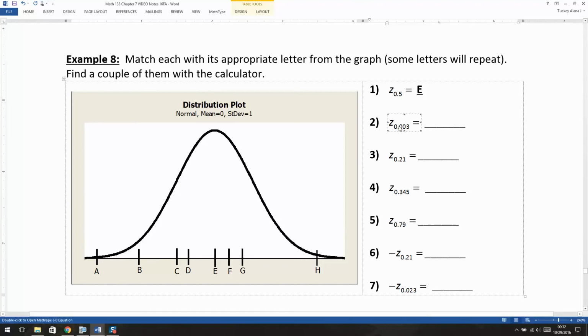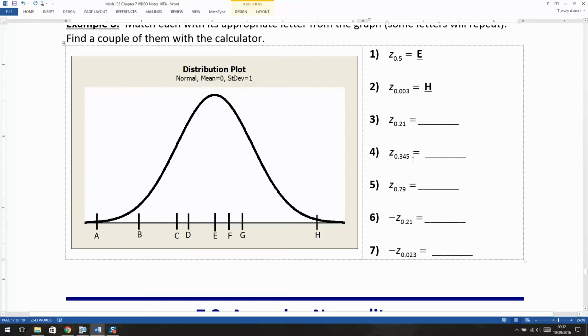Now, number 2, 0.003. That means I need an extremely small amount to the right of the score. Remember the whole curve makes 1, right? 100%, which is 1 in decimal. So I need not half, not a quarter, not a tenth of a percent. I need 0.003. That's 3/1000ths. That has to be letter H. It has to be because it's the only one that has an extremely small amount to the right of it.